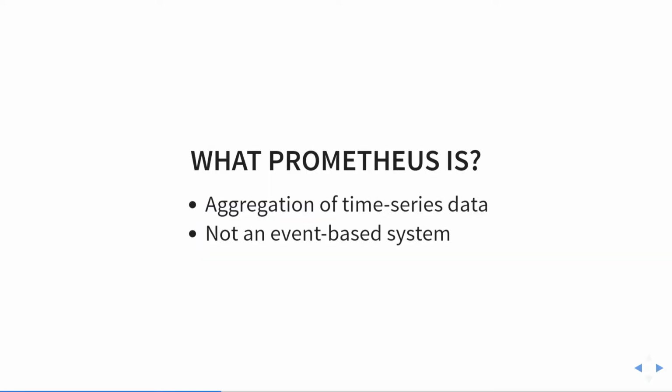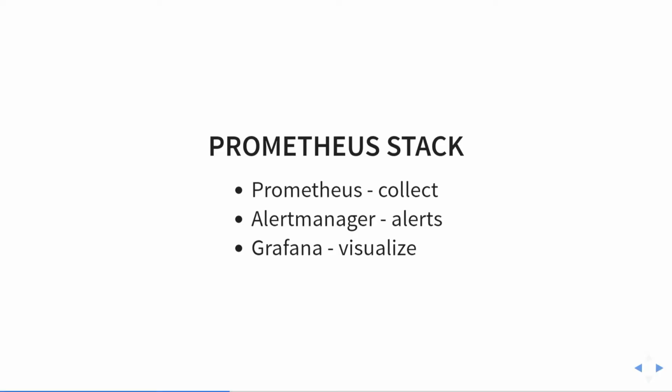What Prometheus is, it is a time series aggregator, but it's not event-based. So here we are going to look at the aggregated data in order to understand how the system works. And we have three elements of the Prometheus stack. The first one is Prometheus, the second one is Alert Manager, and the third one is Grafana. So we are talking about the collection of metrics, sending alerts, and the last one is about visualization. Probably Grafana is very well known. I mean, everybody uses Grafana. It's a very nice project.